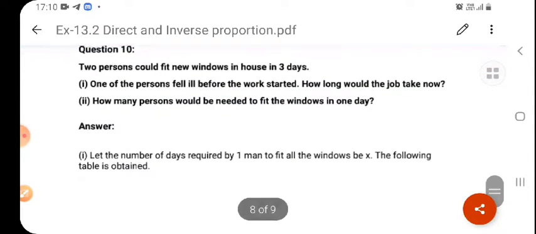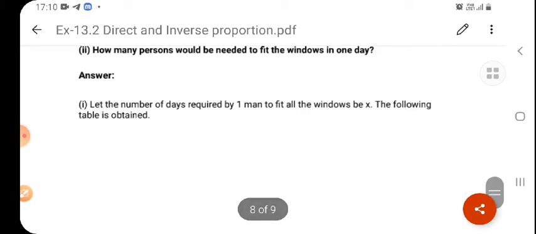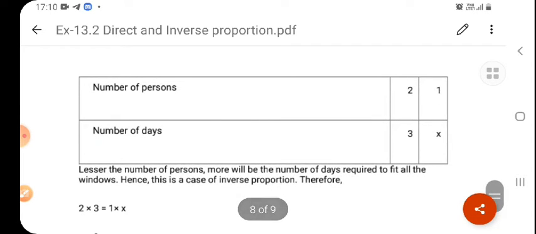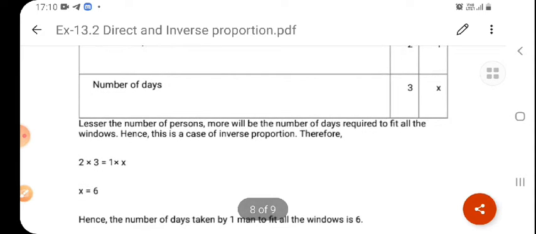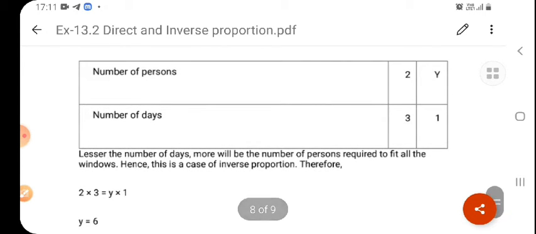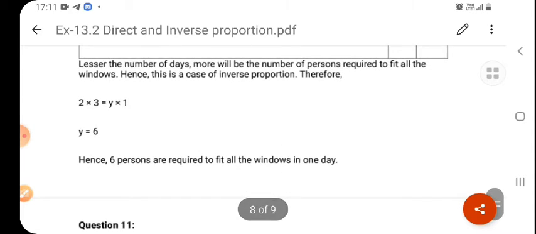2 persons could fit new windows in a house in 3 days. One of the persons failed to come before the work started. How long will the job take? One man is subtracted, so the number of persons is 1 and the number of days for 2 persons is 3. If the number of persons decreases, the days will be more. 2 into 3 is equal to 1 into x, so x is 6. Let the number of persons required to fit all the windows in 1 day be y. When the table is formed, 2 persons, 3 days, y persons, 1 day, so y is equal to 6.